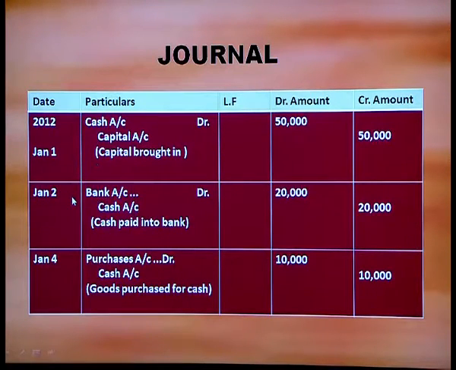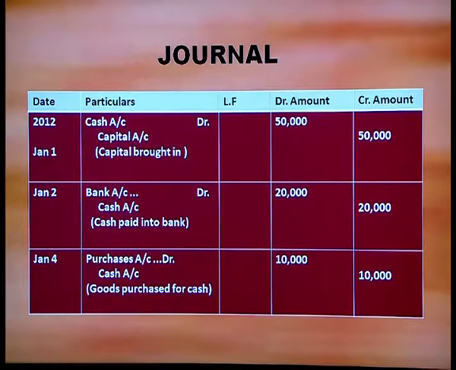Second entry, we will write date in the date column. Then account to be debited is bank account. Account to be credited is cash account. Cash paid into bank. Bank account debit to cash. Amount 20,000 in the debit column and 20,000 in the credit column. Here, while writing the amount, please note when the account to be debited is written on the first line, on the same line you have to write the amount to be debited.